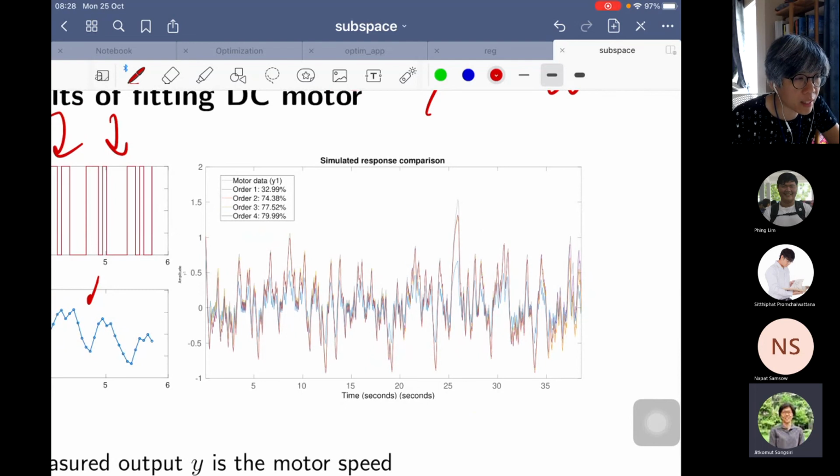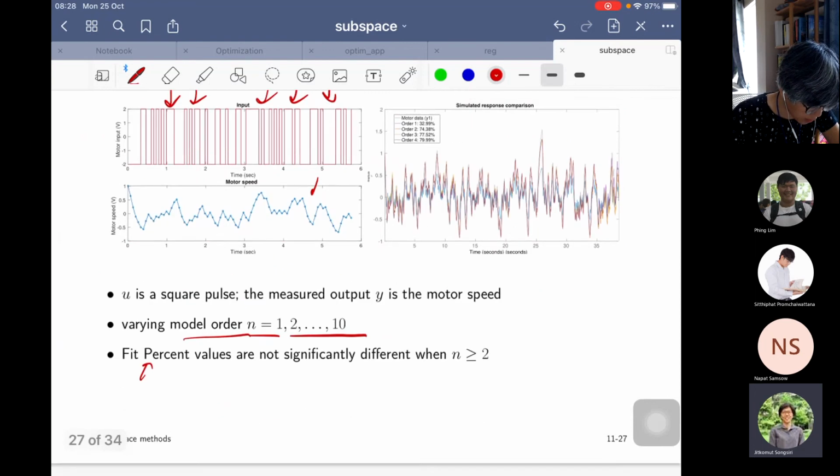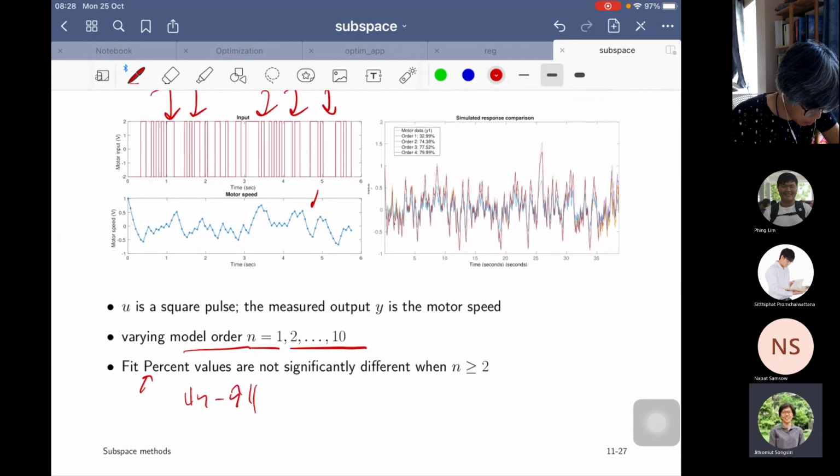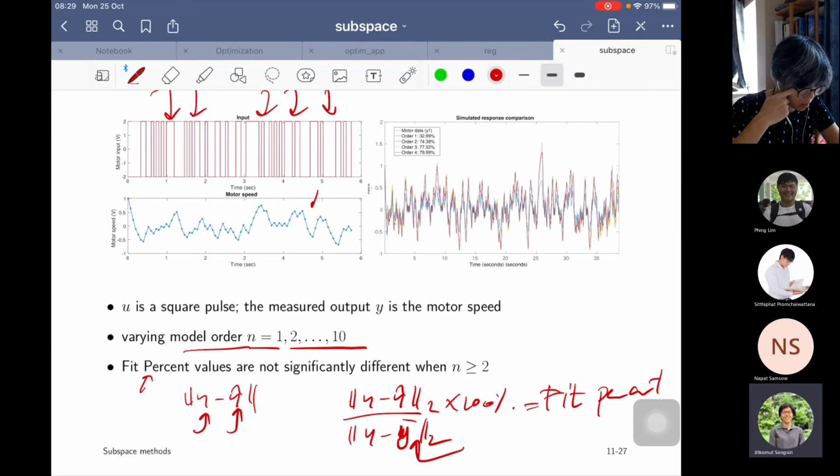It calculates the fit percentage. This is a measure that suggests how well you can estimate the target. This is the real output, and this is y hat from your state space model. I think it's normalized by the error from using the average. So this is the fit percentage, and the higher the better. The higher the better your model is.